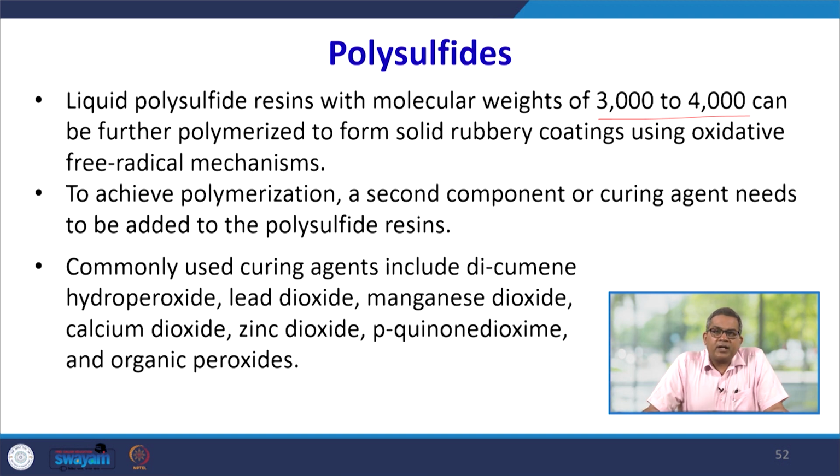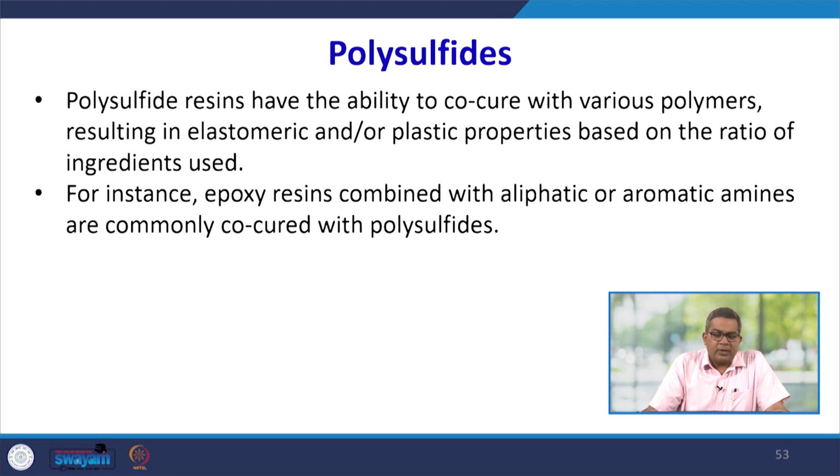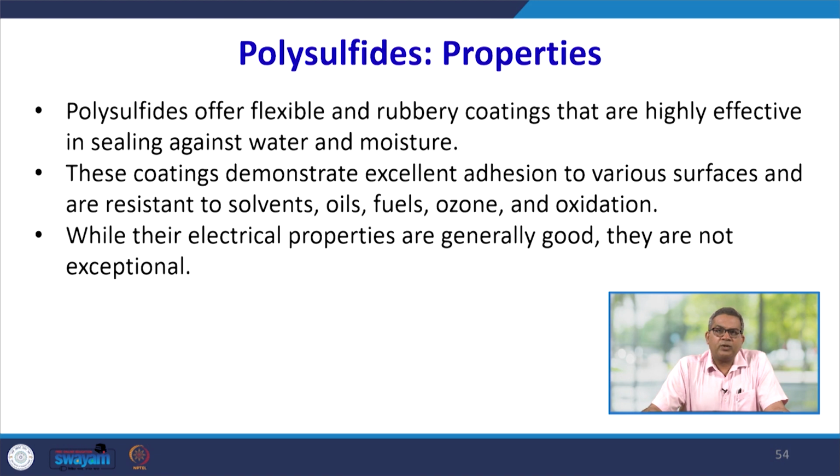Now, to achieve the polymerization, a second component or a curing agent needs to be added to the polysulfide resin, and commonly used curing agents include dicumene hydroperoxide, lead dioxide, manganese dioxide, calcium dioxide, zinc dioxide, all these are the peroxides. Now, polysulfide resins have the ability to co-cure with various polymers, resulting in elastomeric and plastic properties based on the ratio of the ingredients used. Like epoxy resin, they combine with aliphatic or aromatic amines, and they are commonly co-cured with polysulfides.